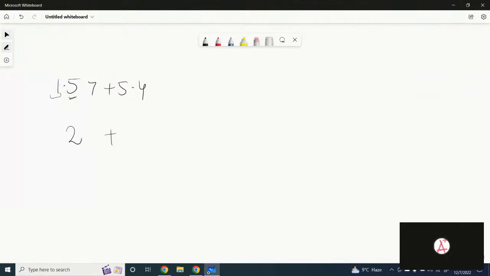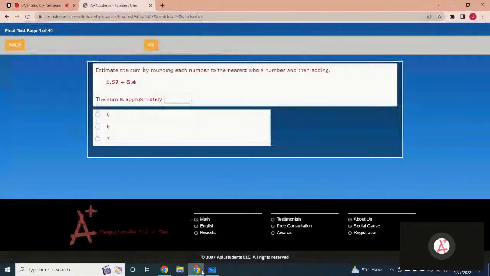You have 5.4. Here you have 4. 4 is less than 5. You have to round on the same whole number. It would be 2 plus 5. Got it? Rounding numbers to the nearest whole number means you remove the decimal portion. I think 7 is the correct option.